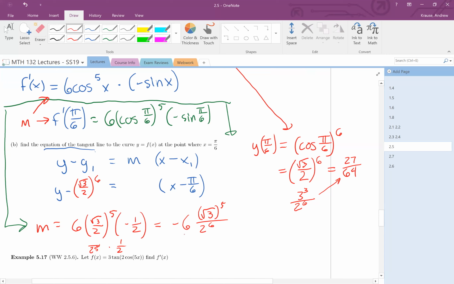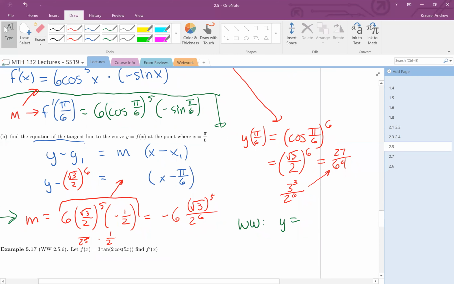That's all kinds of crazy nasty stuff. Let's just drop this thing right in there. That's the slope of our tangent line. And then if you need to put this into your web work as a y equals, all you need to do is add that root 3 over 2 to the 6th power to the other side.